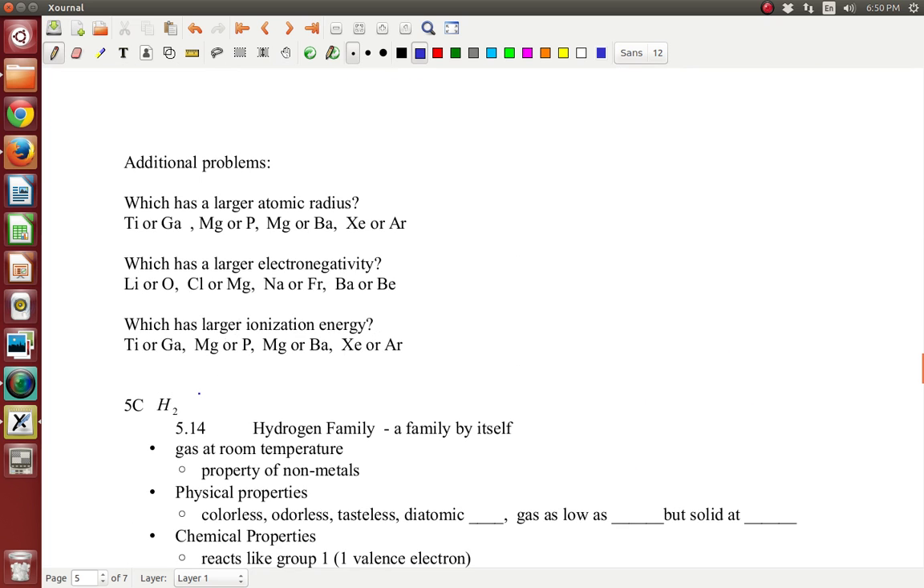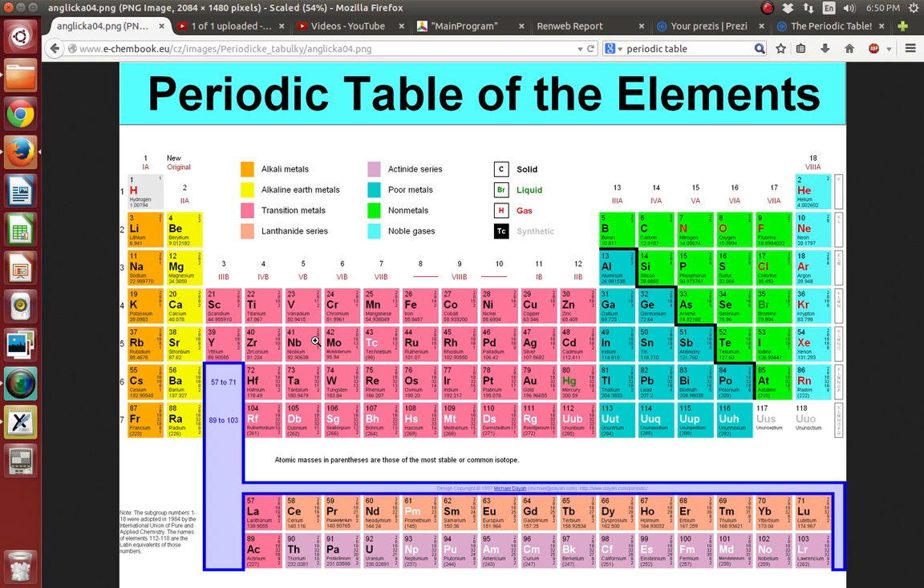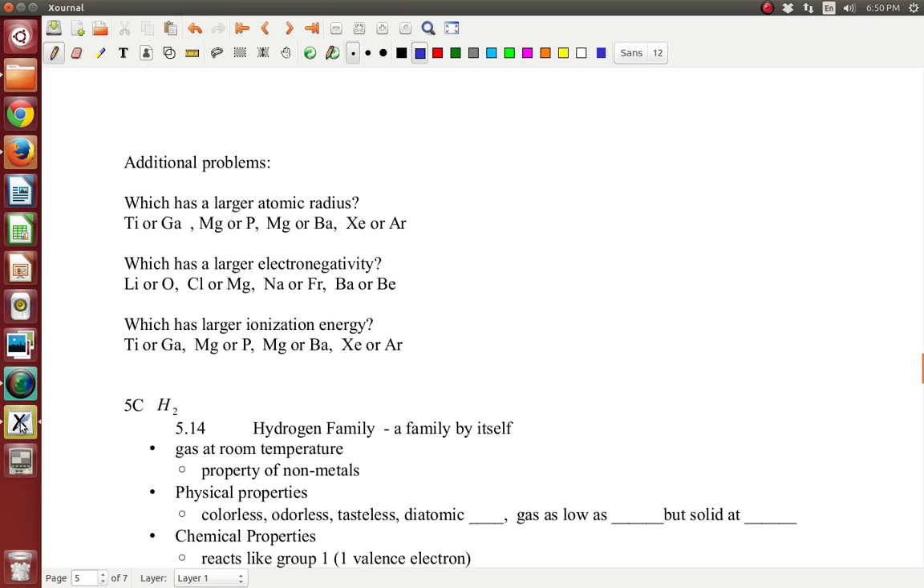All right, now here are some additional problems. Which has a larger atomic radius, titanium or gallium? Here's gallium, and where's titanium? Titanium, right here. Titanium has 22 protons. Gallium has 31. They're in the same period. So which one would be larger? Titanium.